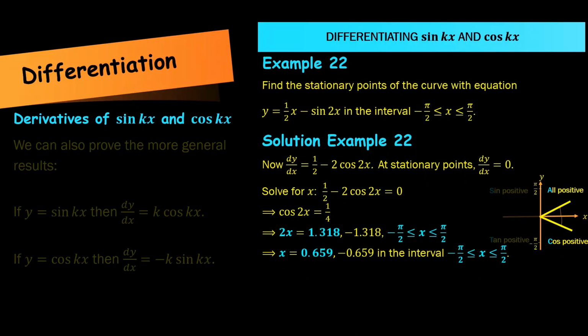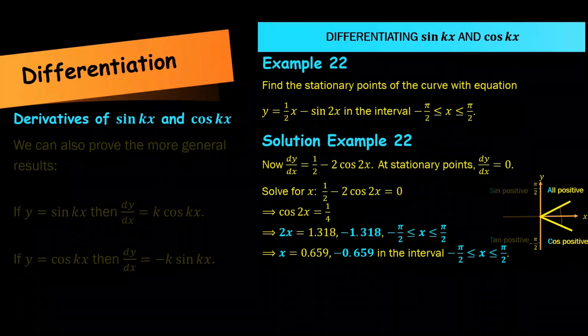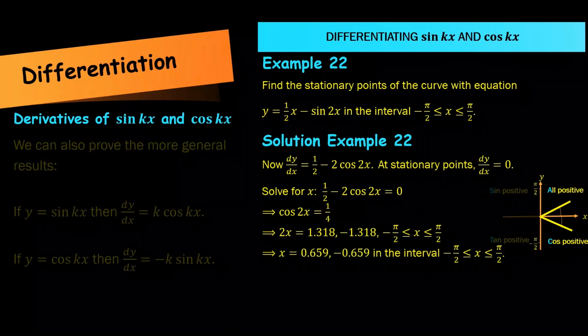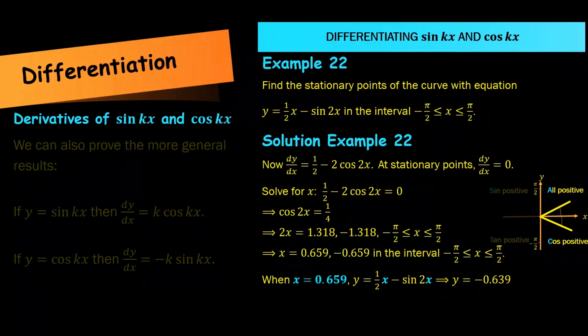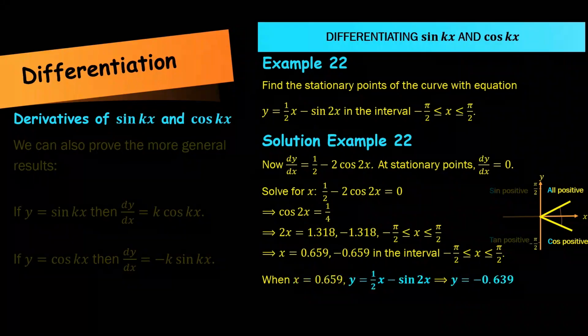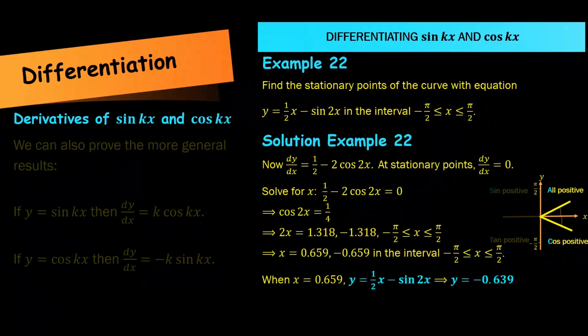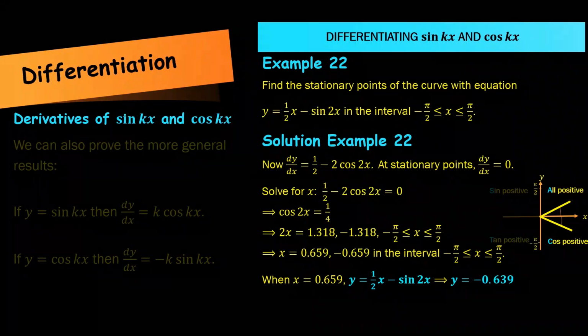Now when x equals 0.659, we have that y is equal to minus 0.639. We've simply substituted the value of x into the formula for y to obtain this. When x equals minus 0.659, we have that y is equal to 0.639.